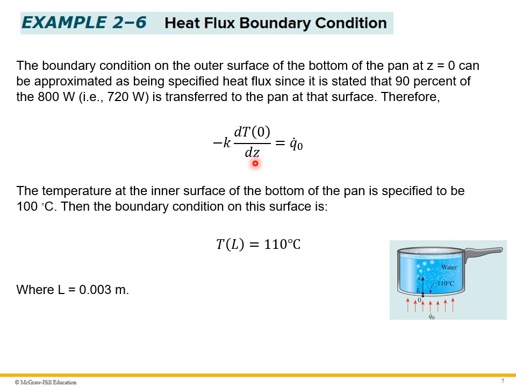What's the other boundary condition? We're told that the temperature of the inner surface of the bottom of the pan is 110 degrees C. So the boundary condition on this surface is 110 degrees C. If you have your pan here, you have heat flux coming up through it, and on the other side of the bottom, you have the temperature specified. So you have this mixed kind of boundary condition again.